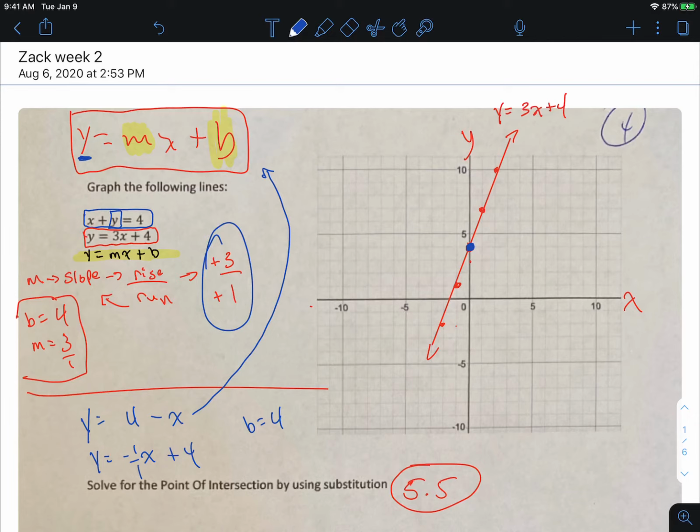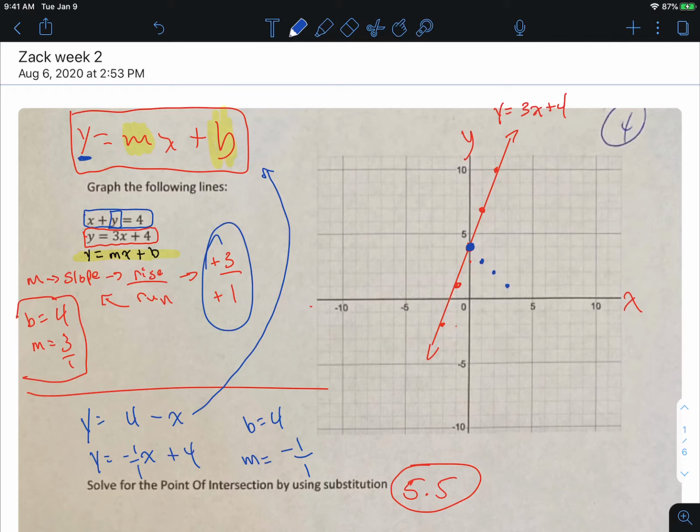So this is just a way to visualize what's going on, right? So now your m value is -1 over 1, which is down 1 and then right 1. Because that's a positive. Down 1, right 1. Down 1, right 1. Does that make sense? Yes.